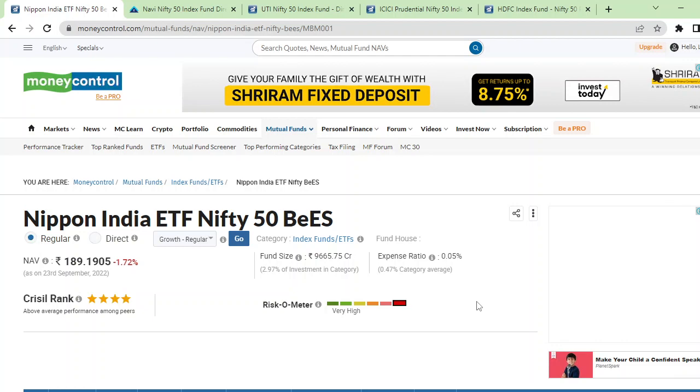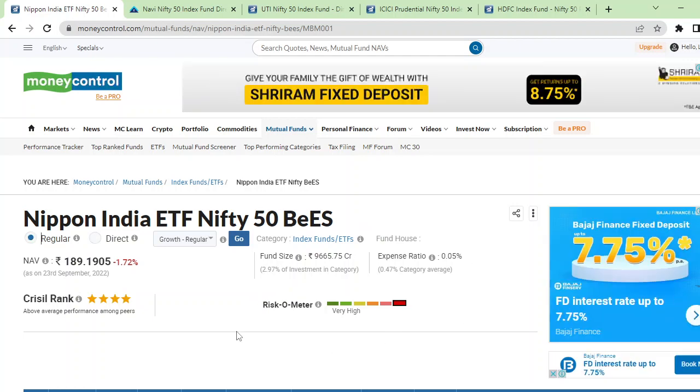You can choose any 2, any 3, any 4 or all 5. That depends upon you. So let's discuss the first fund. The first fund is basically Nippon India ETF Nifty 50 BeES. Whenever you go to your Demat account, simply type Nippon India Nifty BeES, and you will get this particular fund.